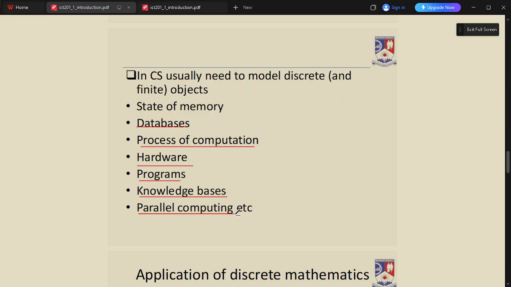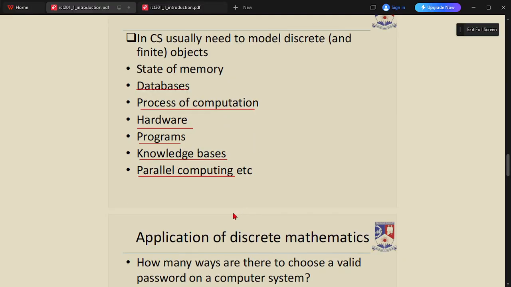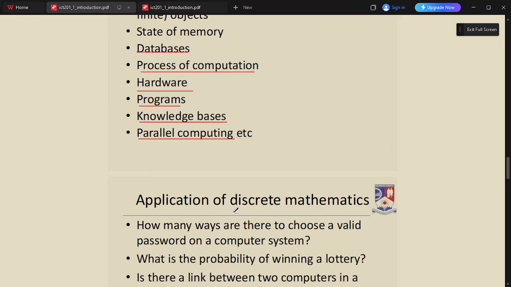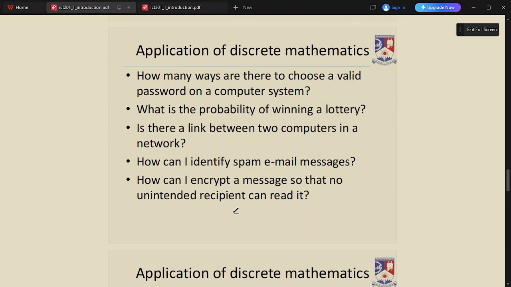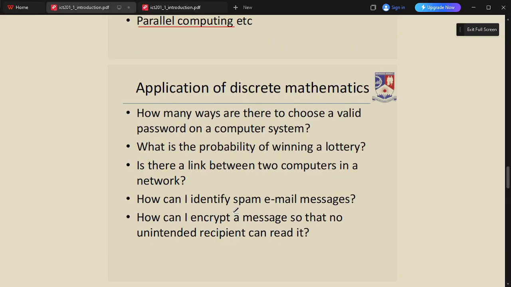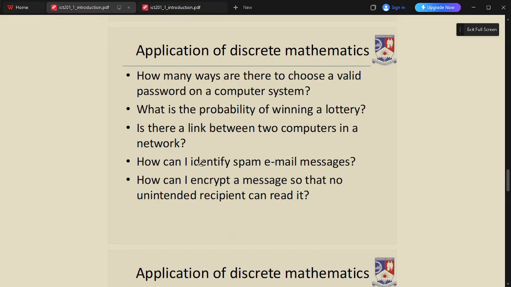That is what discrete mathematics models in computer science, or what it does as part of computer science. And then moving on to the applications of discrete mathematics, which are quite straightforward. Discrete mathematics helps you find ways in which you can choose a valid password for a computer system.